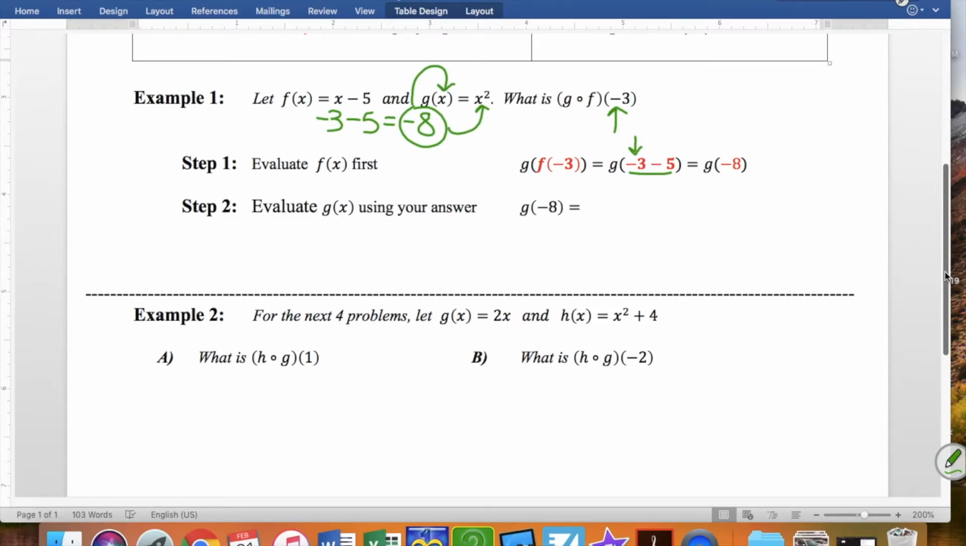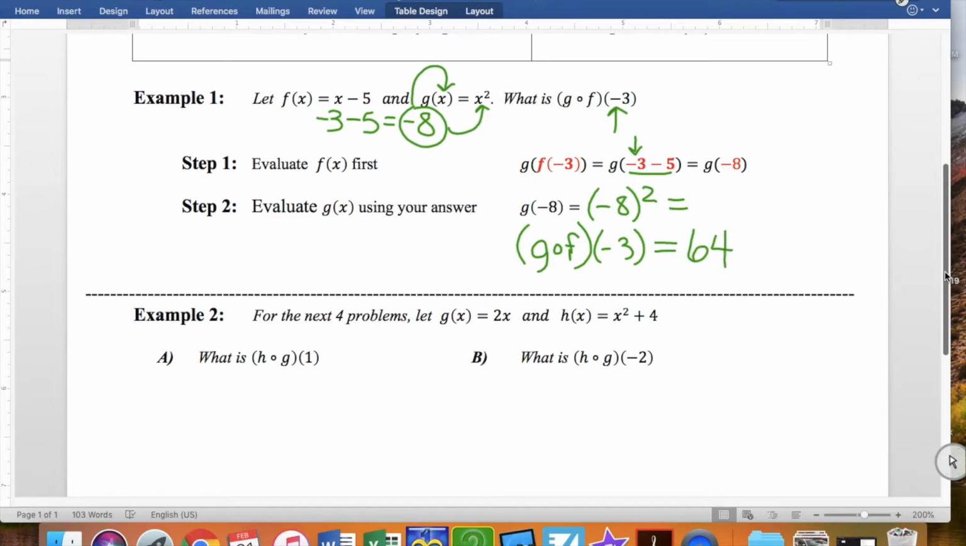I solve that to get -8, and then I'm going to use my g of x function, which is x squared. Well, if x is -8, -8 squared, the composition of function g with function f of -3 equals -8 squared, which is 64.